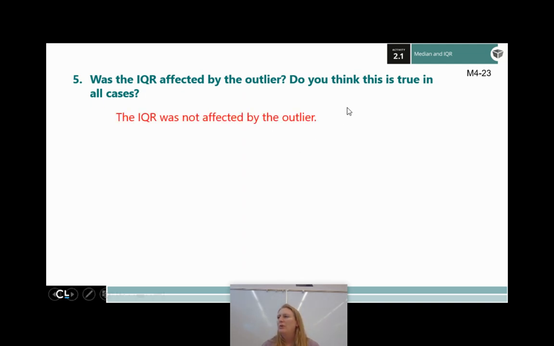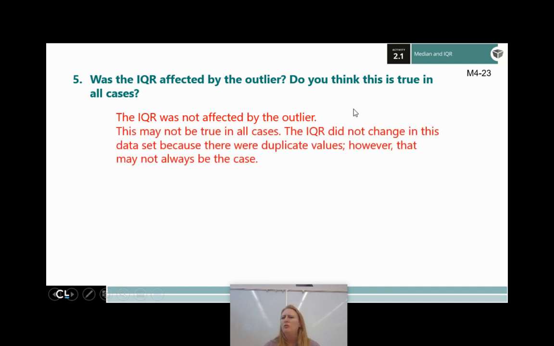So my interquartile range was not affected by my outlier, and I don't know that that would always be true. It was true in this case, but it may not be true in all cases. My interquartile range didn't change in this data set because I had a lot of duplicate values, right? I had like 5, 5, 5, and I had like 12, 12, 12. But that may not always be the case, so keep an eye out for that. Removing your outliers can affect your interquartile range, so keep a watch out.